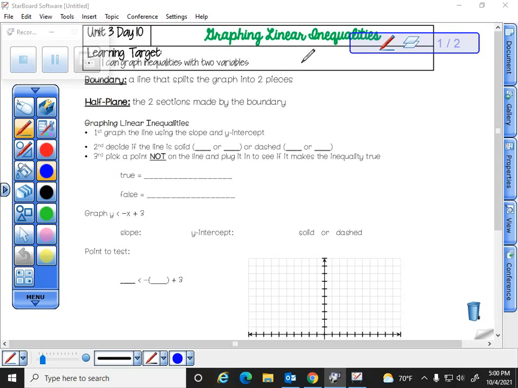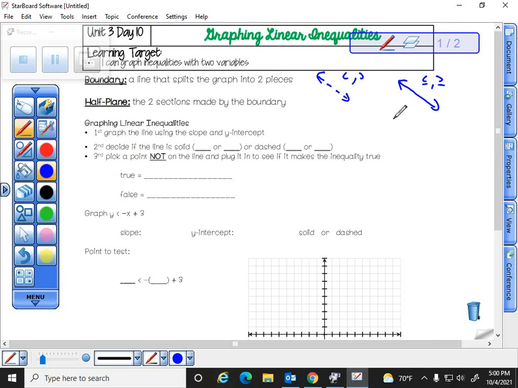Just as a reminder, you could have a dash line, which would be an inequality that is either less than or greater than, or you could have a solid line, and that would be less than or equal to or greater than or equal to. The solid line means it includes it, it's equal to. The dash line means it's everything up to the line but not including it.